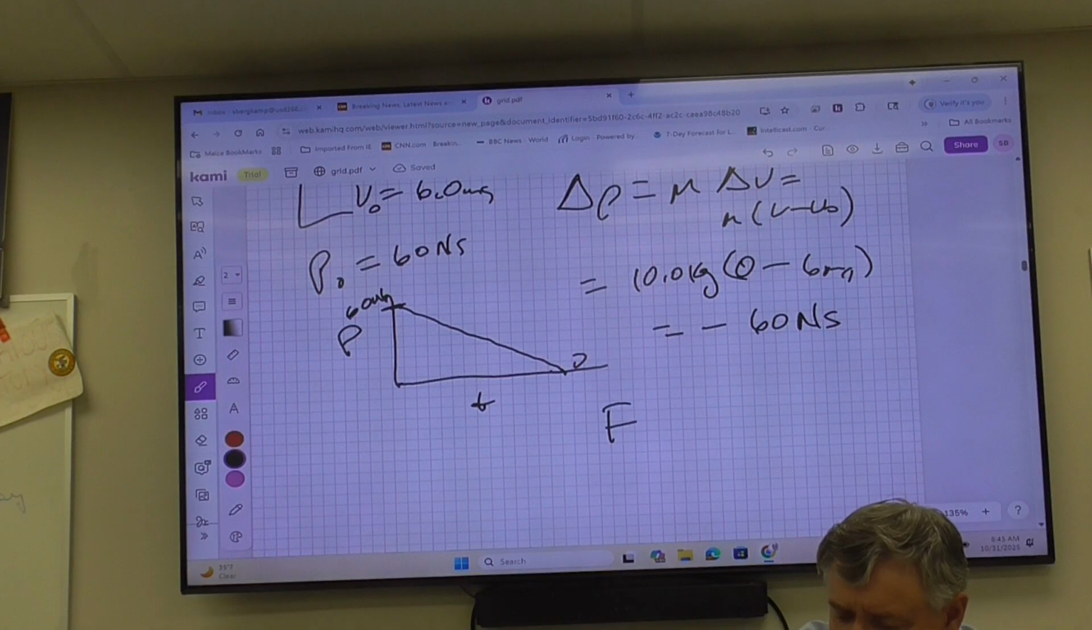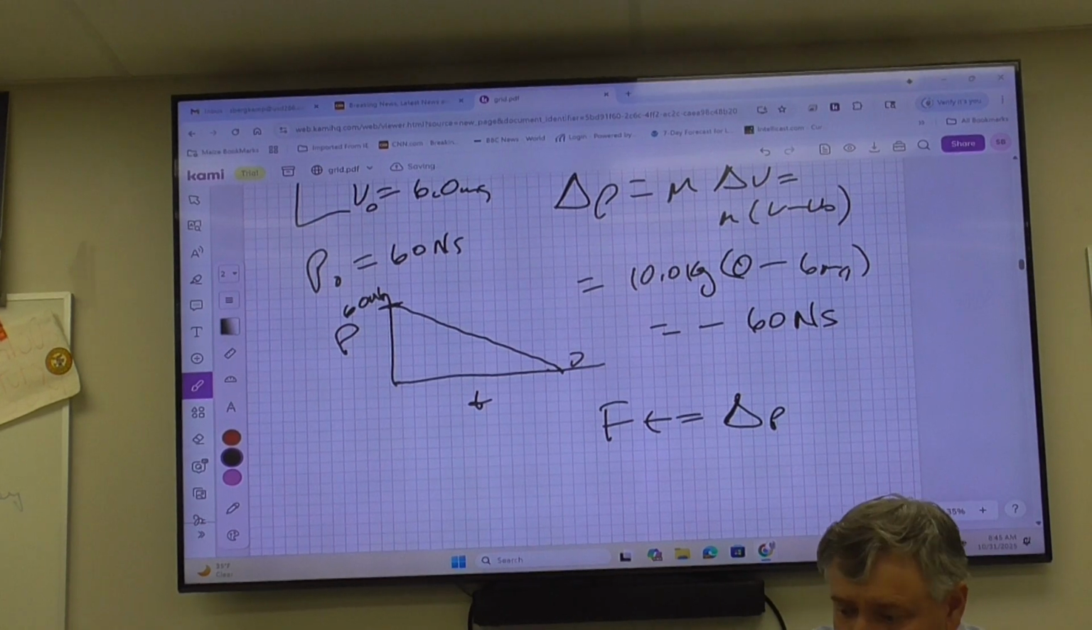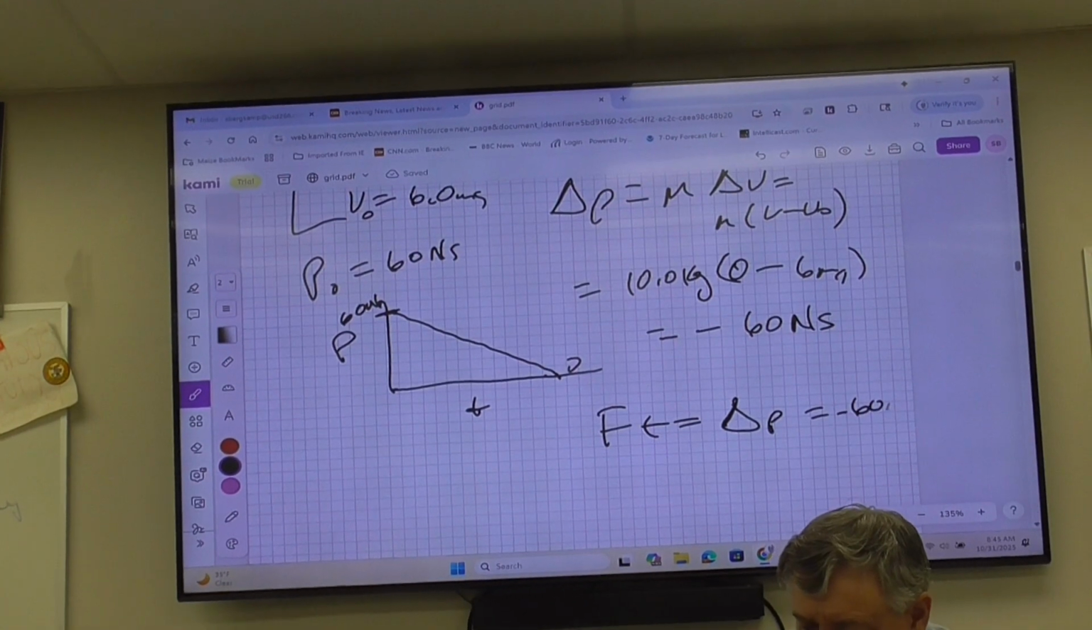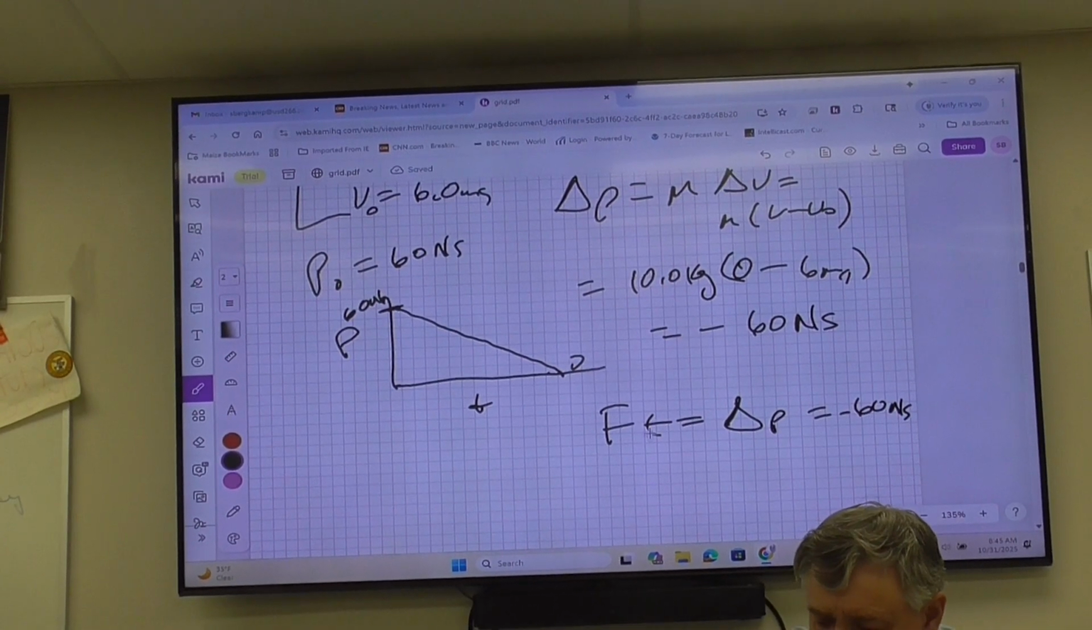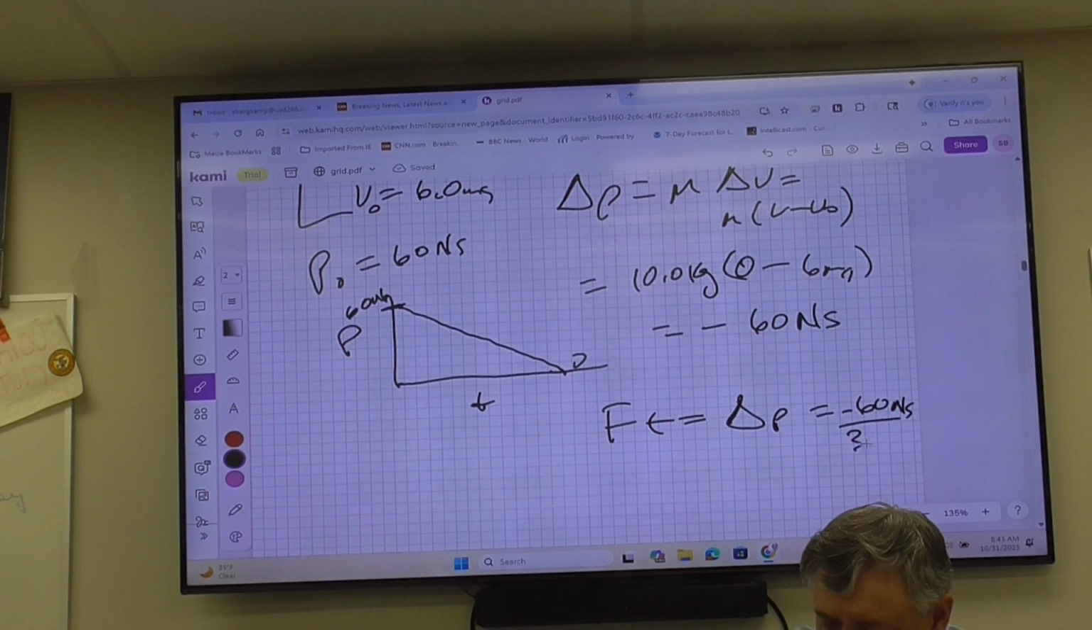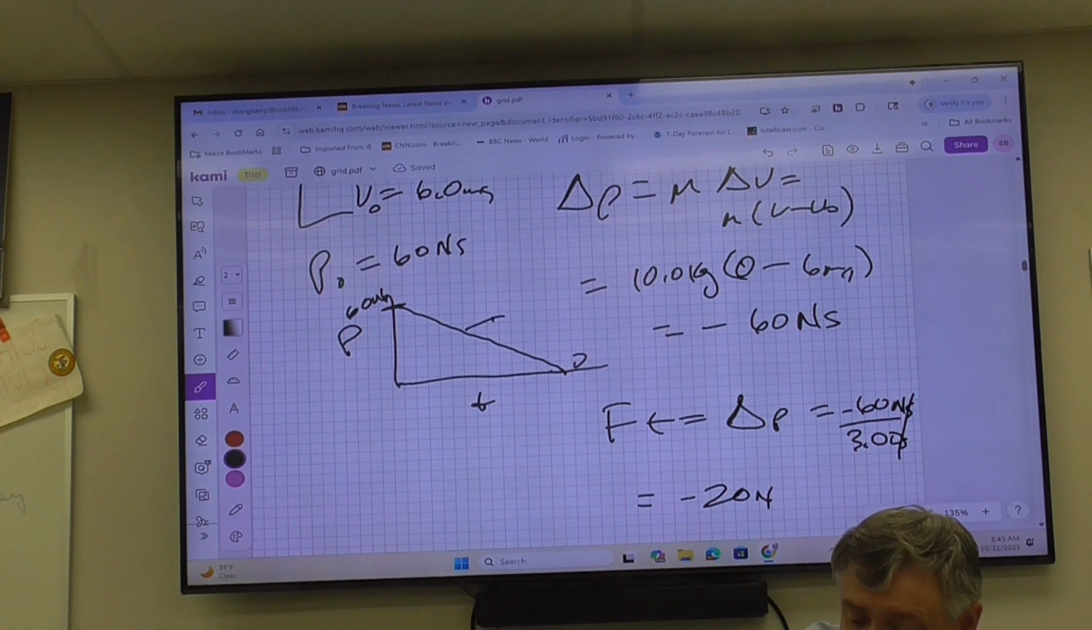Because force times time equals change in momentum. Do you know the change in momentum? Yeah, that's negative 60 Newton seconds. Divide by time, which is 3 seconds. Negative 20. Seconds cancel out. I get -20 newtons, which is the slope of this line.